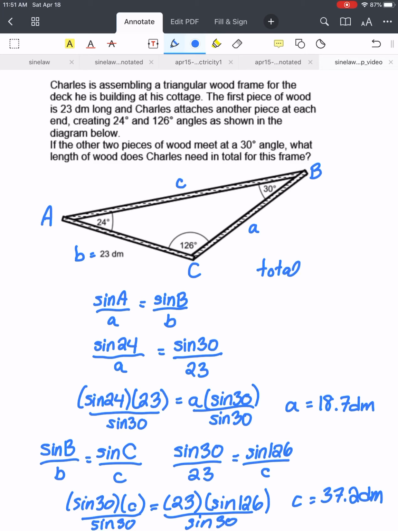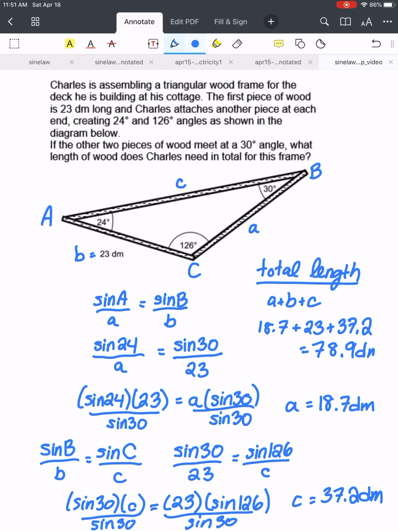So let's go up here. The total length that we need is going to be a plus b plus c. So that's going to be 18.7 plus b, that's 23 that we started with, and c is 37.2. If you add it together, you're going to get that the total length of wood that Charles needs is 78.9 decimeters.